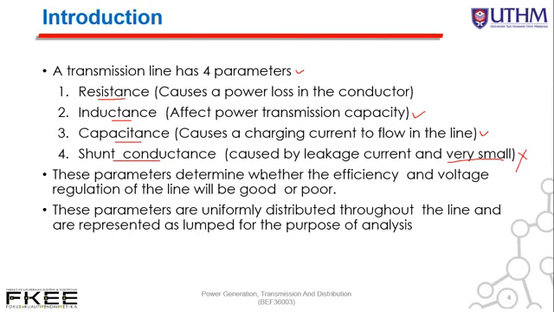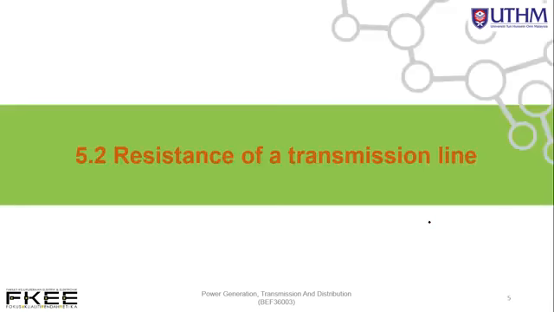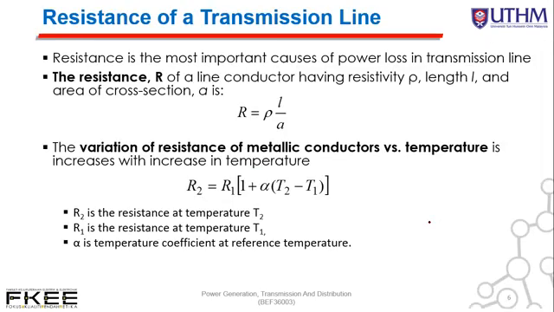These parameters determine whether the efficiency and voltage regulation of the line will be in good or poor condition. These parameters are uniformly distributed throughout the line and are represented as lumped for the purpose of analysis. So let us look at the resistance of a transmission line.